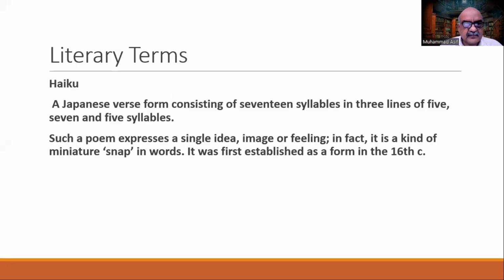The first term, haiku, a Japanese verse form consisting of 17 syllables in three lines of 5, 7, and 5 syllables. Such a poem expresses a single idea, image, or feeling. In fact, it is a kind of miniature snap in verse. It was first established as a form in the 16th century.